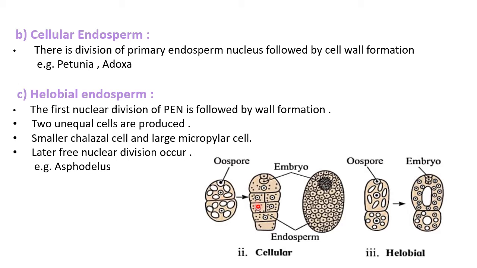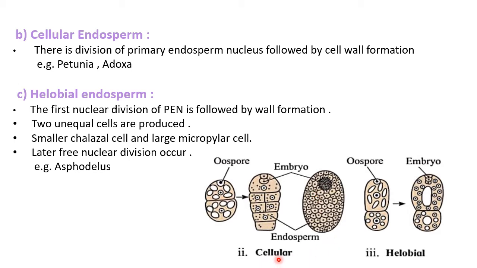Similarly, there is formation of cell wall around the nucleus. On the upper side, we see the development of oospore into an embryo. And in the last diagram, we see that a number of cells are developed inside the embryo sac. During the cell division, the nucleus as well as cell wall is developed simultaneously. Hence, it is called cellular endosperm.